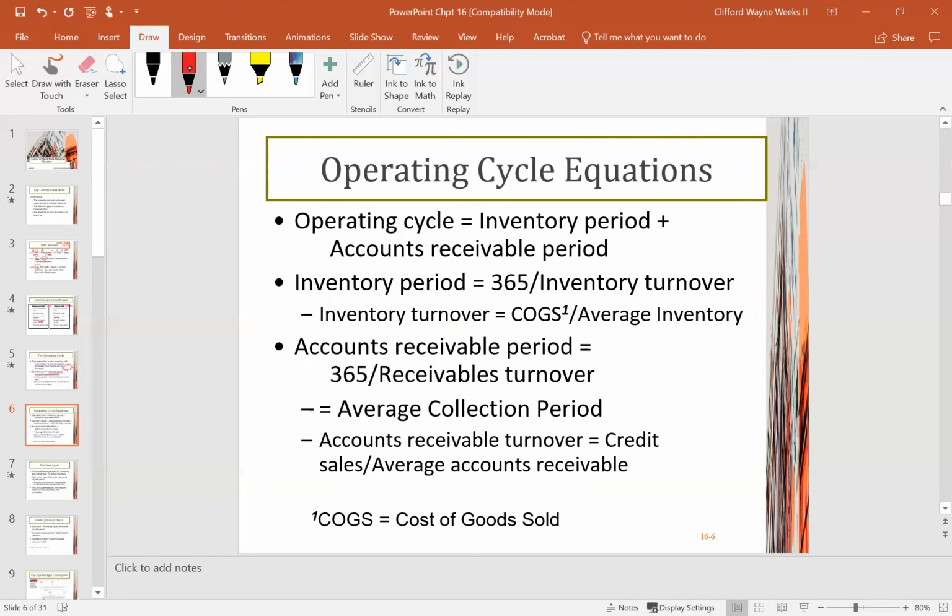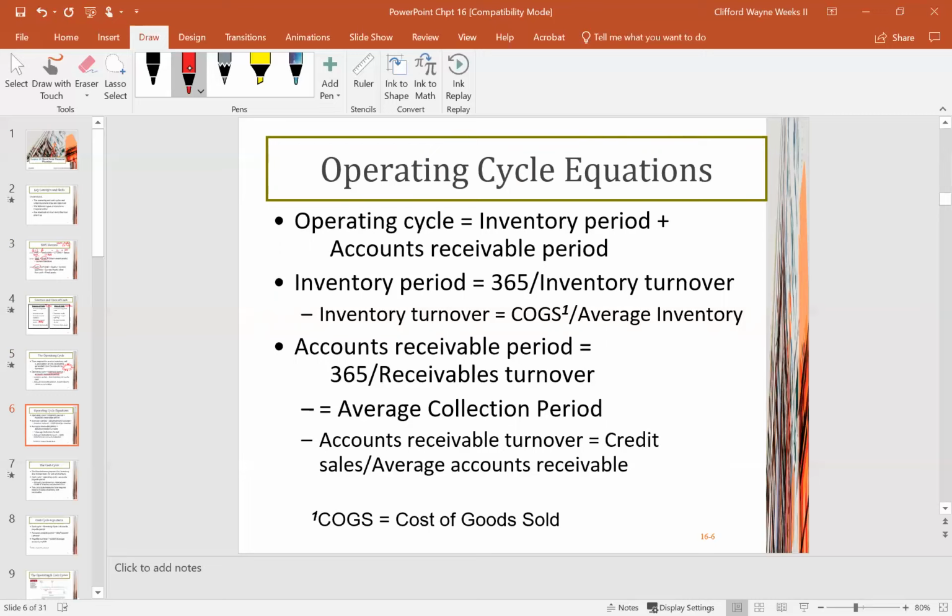Hopefully this is starting to trigger some remembrance of when we calculated the number of times sales and receivables, or even going further back, the inventory and accounts receivable turnover ratios, because that's really what we're going to look at. The operating cycle, carried from the last page or PowerPoint, equals the inventory period plus the accounts receivable period. The inventory period takes 365 days and divides that by the inventory turnover.